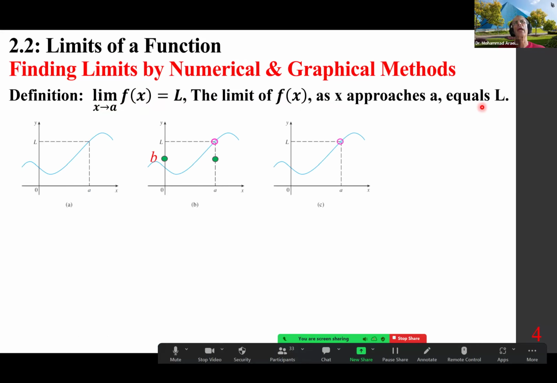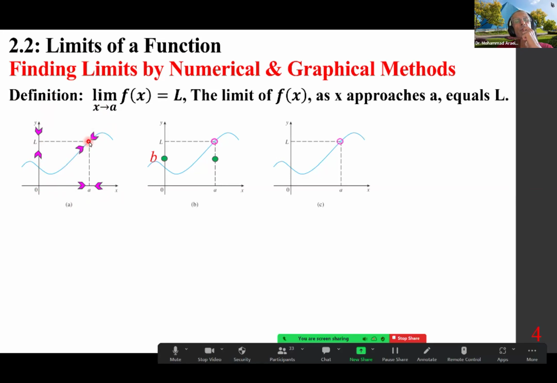Let's look at all these graphs. We are approaching a in all cases. So we are going this way, from the left side of a, from the right side of a, along the x-axis. So the x coordinate is getting closer and closer to a. That's the meaning of this. We will never get there. We are getting closer and closer. So along the y-axis, from the bottom, from the top, we are getting closer and closer to L. Along the curve, we are getting closer and closer to this point.